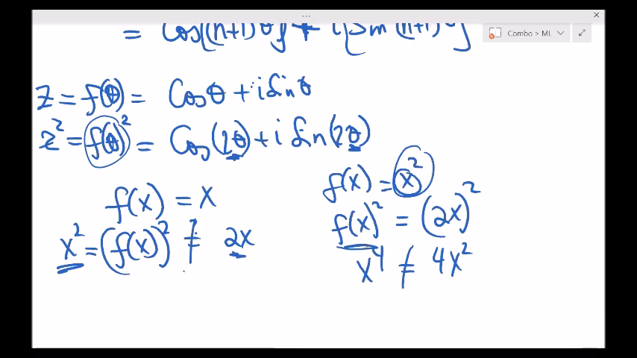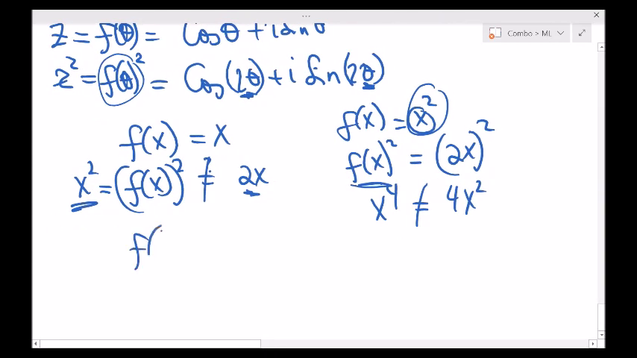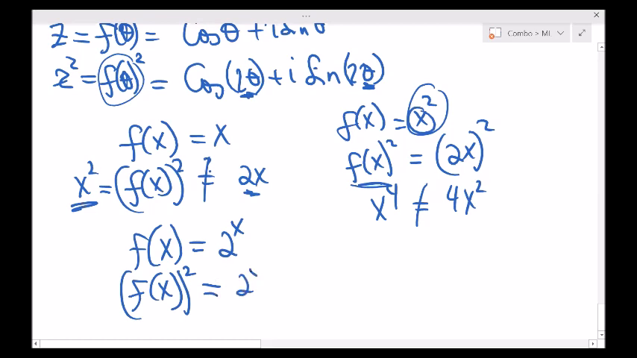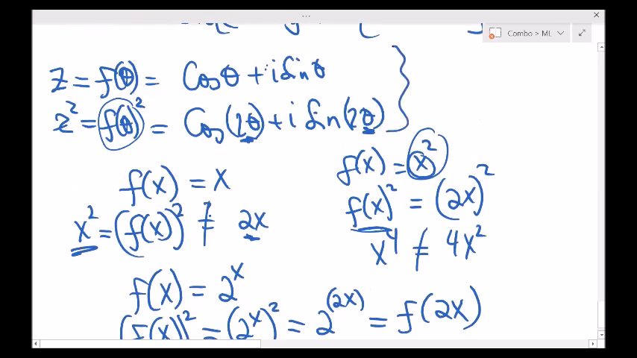Okay. So some of you are suggesting we know one that works. Here, f of x, suppose it is 2 to the x. So if I square it, f of x squared is just 2 to the x squared, which is just 2 to the 2x. Hey, it is as if this is the same thing as f of 2x. Holy cow, that's exactly what this is doing, right?